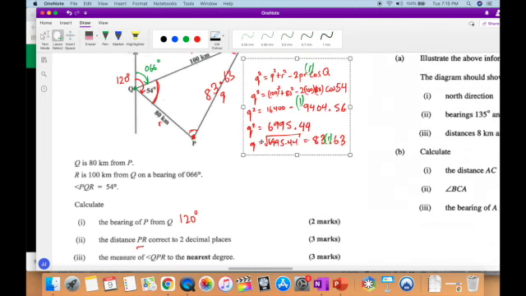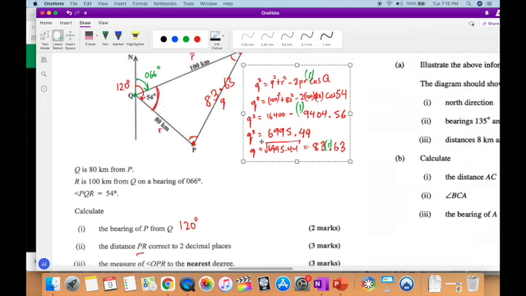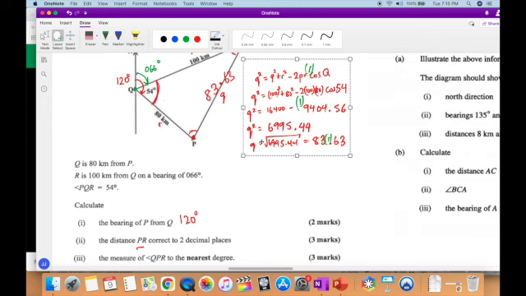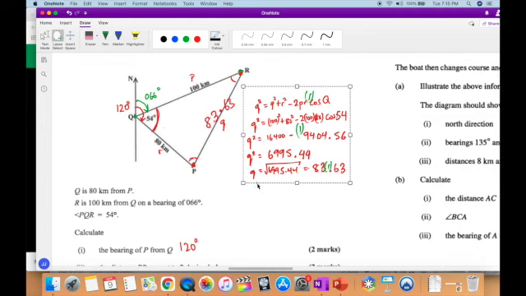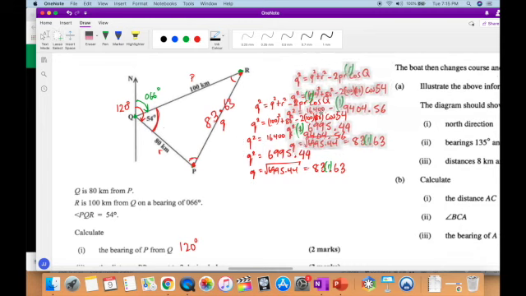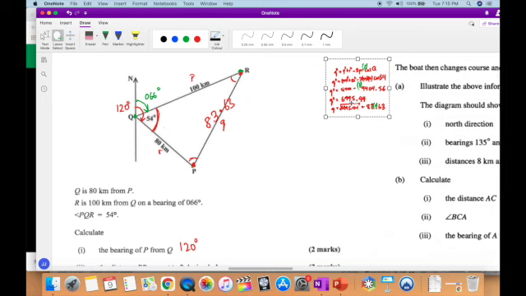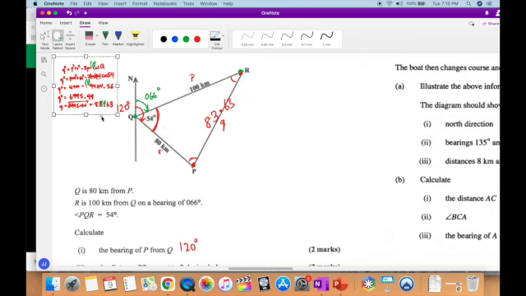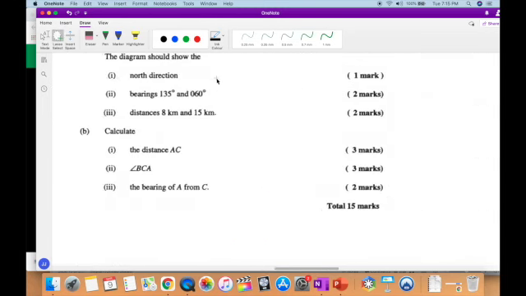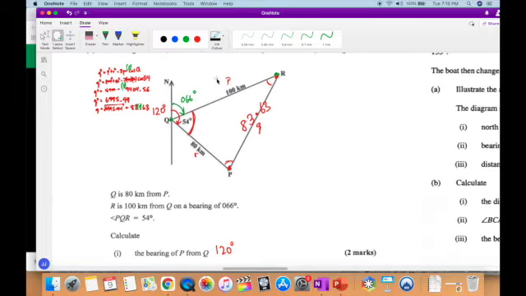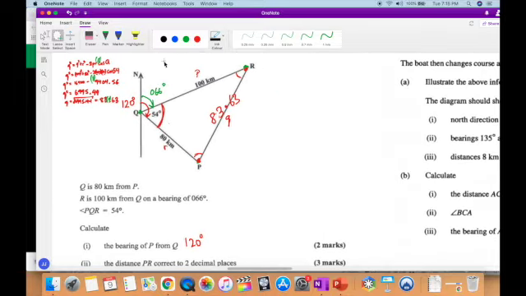The third question, the measure of the angle QPR. So the angle QPR, just let me make this smaller so I can decide here. Right. Okay, there we go. So the angle QPR is this angle over here. How am I going to find this angle?